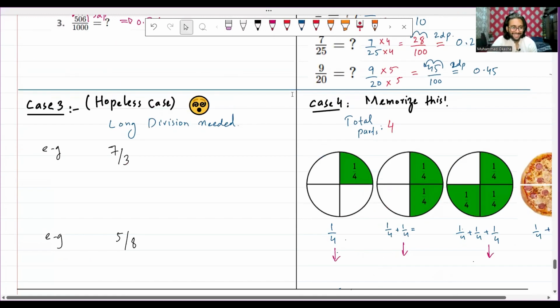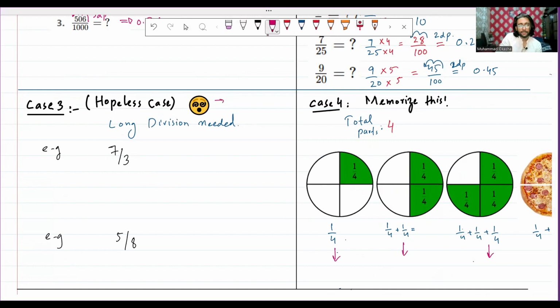Third is a pretty hopeless case. When the denominator cannot be turned into a multiple of 10, this is when you have a hopeless case. Okay, then you would follow long division. I think long division should be simple. I'm assuming you've done this in grade 4 or 5 or 6.